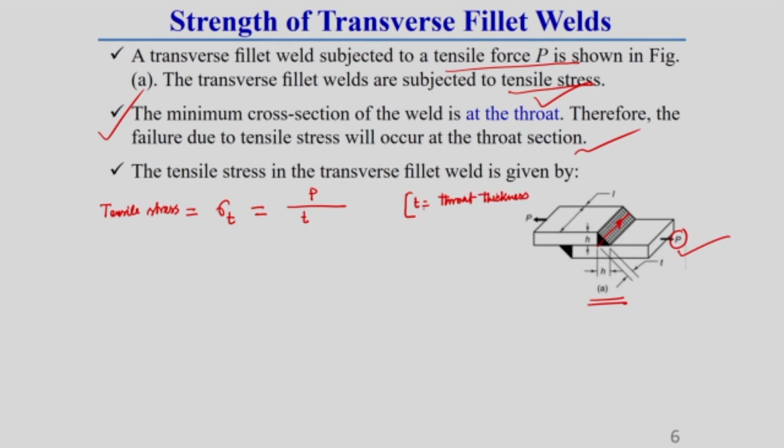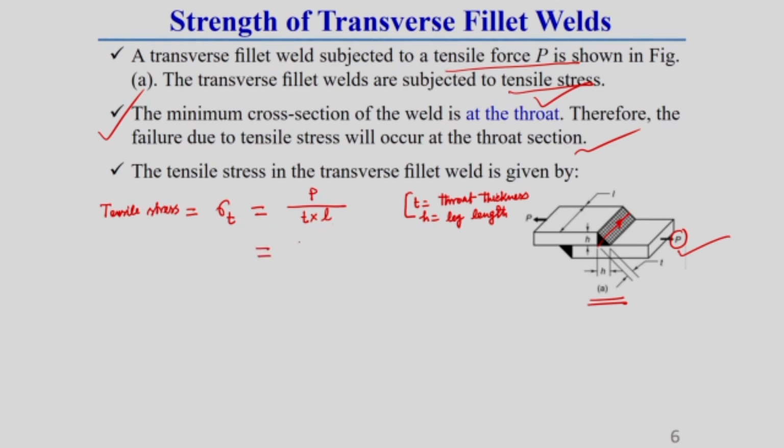And leg length, leg length here I am representing as H. So, here you see, we can write this throat thickness into length of weld. Here one thing you should keep in mind: we are just finding this for a single fillet weld first, after that we will convert this into a double fillet weld. So, for a single fillet weld the tensile stress will be P by T into L.